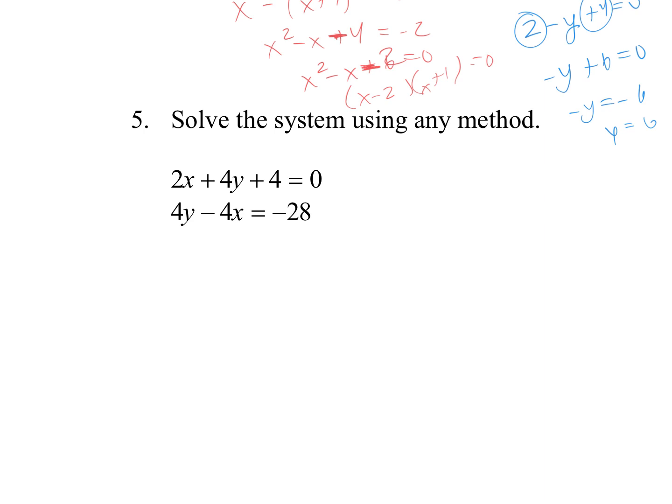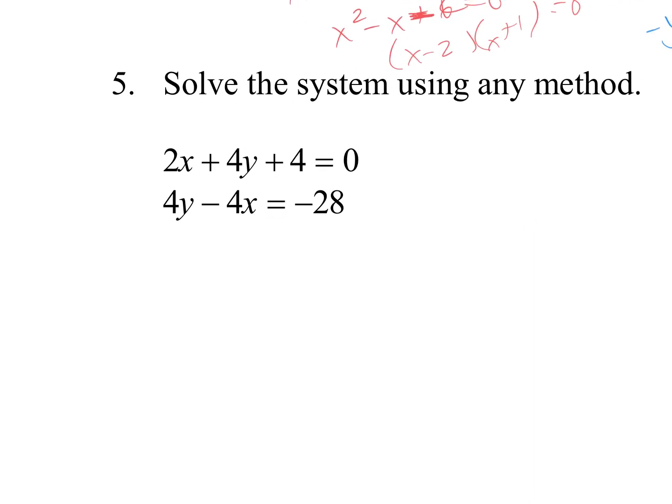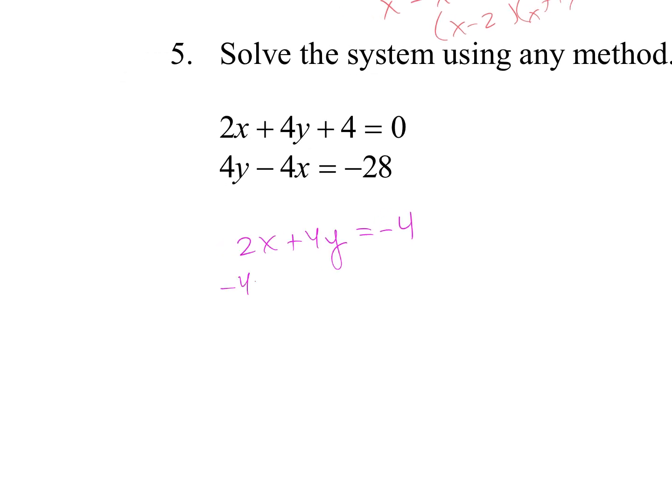Is it written in standard form, ready for us to go? No. So my first one should say 2x plus 4y equals negative 4. Everybody agree? Move that 4 over. The second one, we need to rewrite this as negative 4x plus 4y equals negative 28. Now, elimination, substitution, whatever you guys want to do.